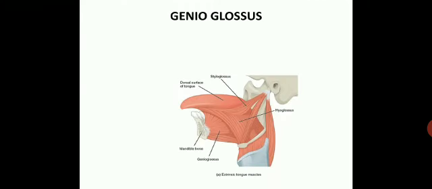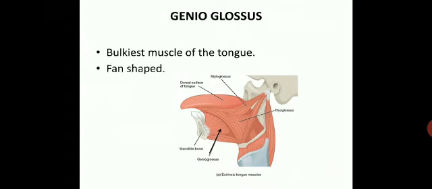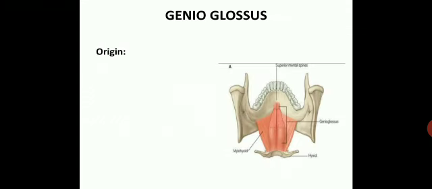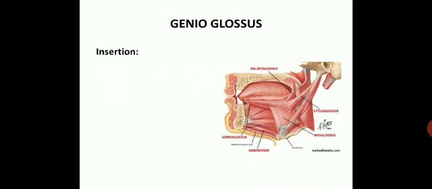So genioglossus, it is the bulkiest muscle of the tongue and it is fan shaped. It arises from the upper genial tubercle of the mandible. So the genial tubercles, there will be superior genial tubercle and inferior genial tubercle. So we have seen the geniohyoid is arising from the inferior genial tubercle, whereas genioglossus is arising from the superior or the upper genial tubercle of the mandible.